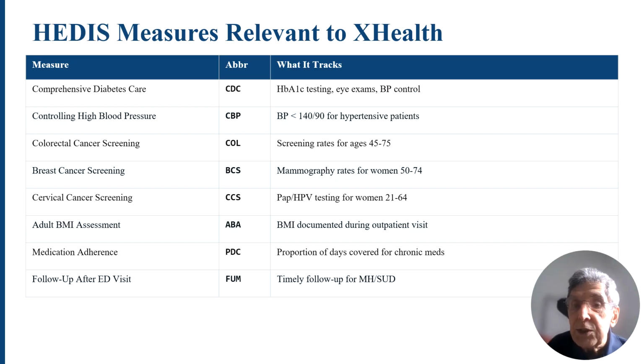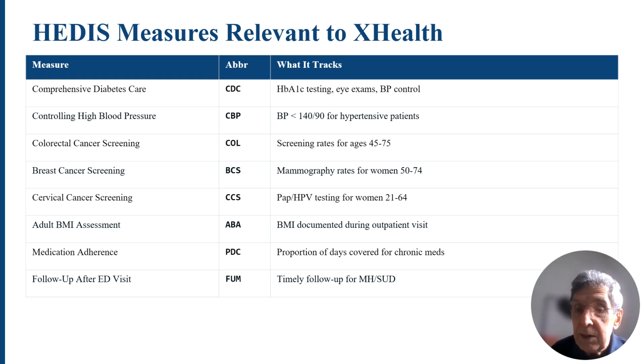All right, this table shows the specific HEDIS measures that are most relevant to our xHealth Community Health Center database. These are the measures that primary care settings typically report. First, comprehensive diabetes care, the CDC, which tracks hemoglobin A1C testing, eye exam referrals, and blood pressure control among the diabetic patients. Second, controlling high blood pressure, or the CBP, measures the percentage of hypertensive patients with blood pressures below 140/90. The colorectal cancer screening, COL, tracks screening rates for adults aged 45 to 75.